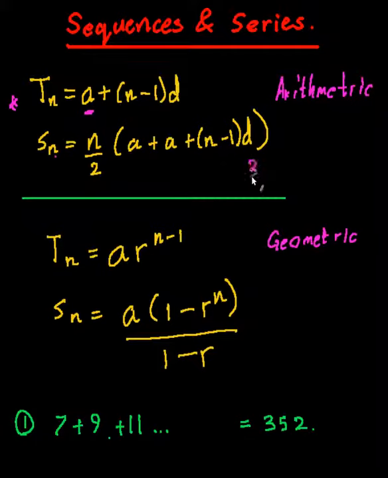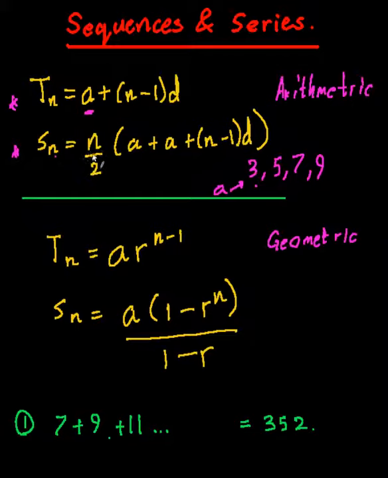For example, if I go 3, 5, 7, 9, and so on, a is equal to 3, right? So this is a, and d is going to be 2, the difference. Now for the sum, I'm not going to be deriving any of these equations, so I'm more focusing on the problems.